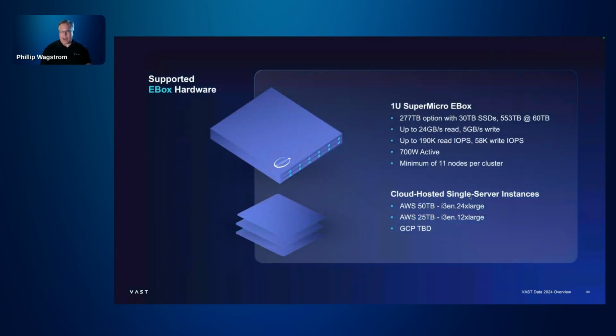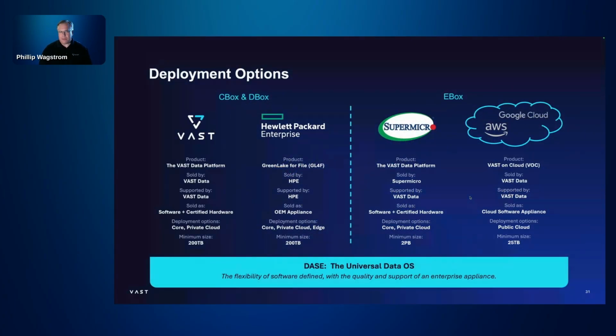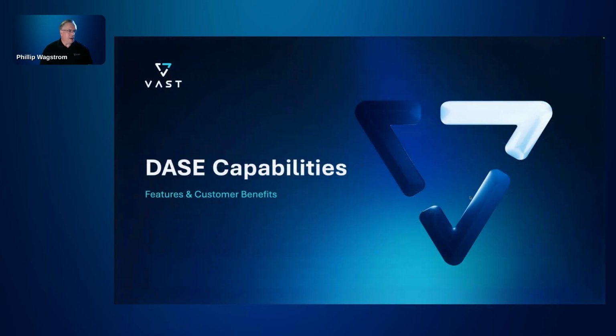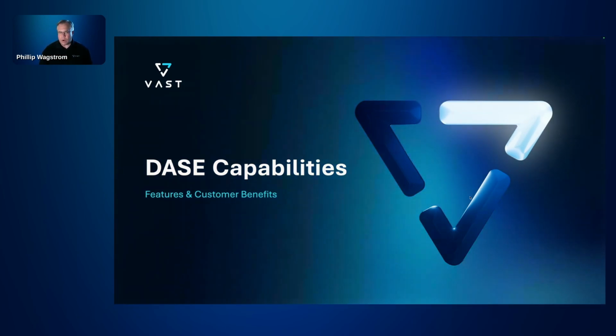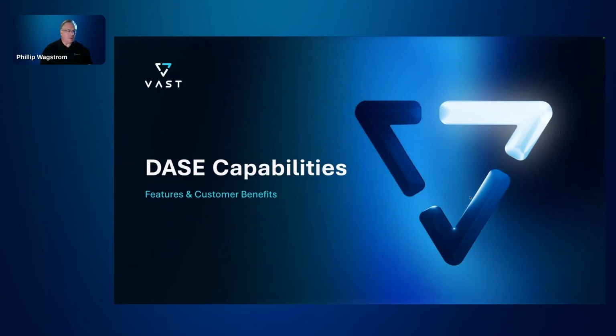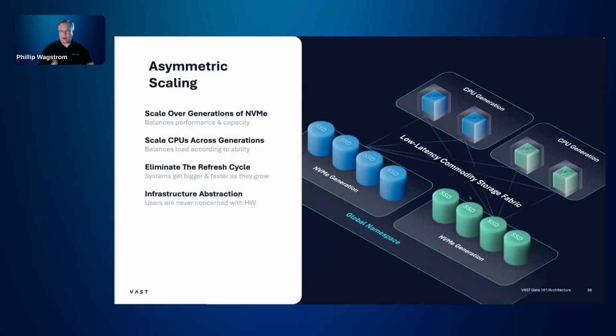So then we've got some options here for this, and then we have some cloud instances here as well. So again, kind of the deployment options here from various different vendors. So let's walk into some of the VAST capabilities a little bit more here. When we're talking about the VAST capabilities, let's look at how things are set up.